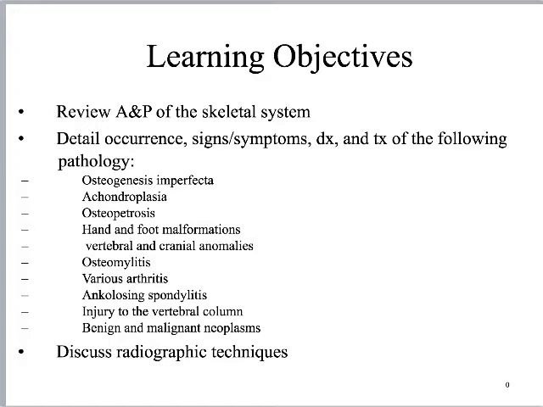So I've shortened some of the considerations for this chapter down to just those things that I imagined would be most likely to be seen in general x-ray, right? And we'll also discuss very briefly radiographic technique required for these different pathologies.